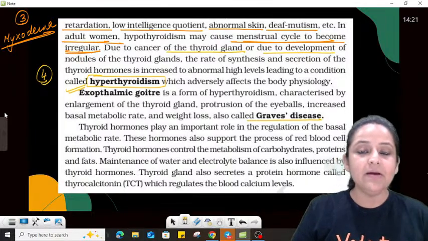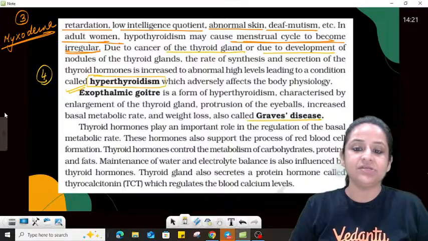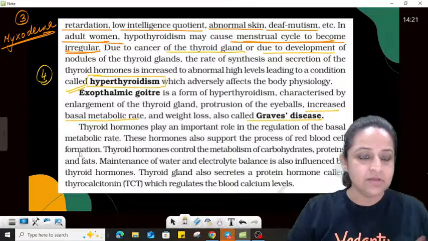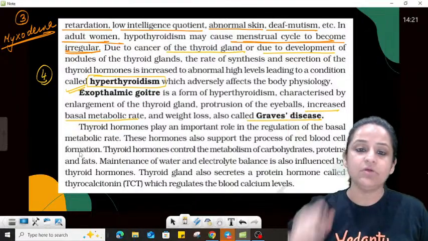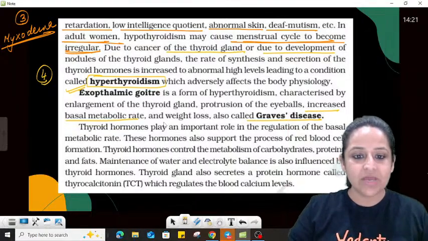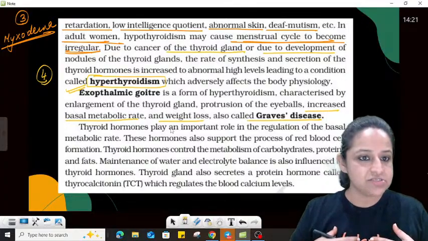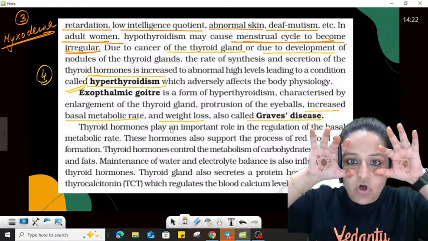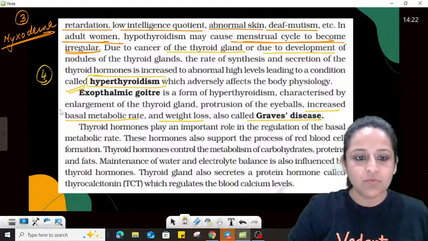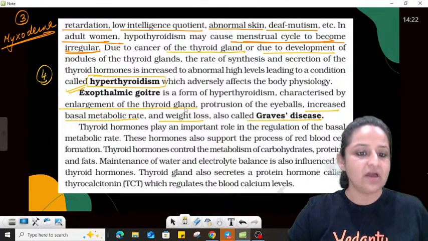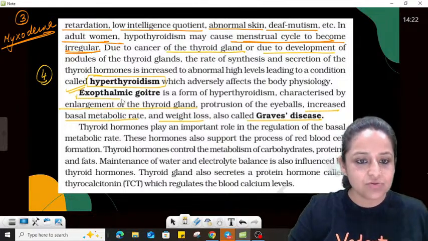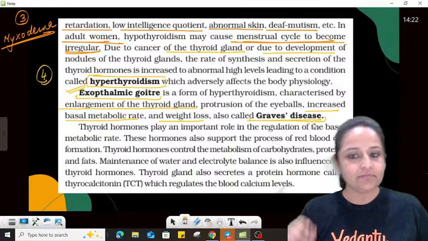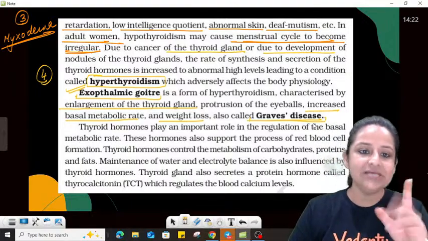Here, more than the required amount of thyroxine is produced. This increases the basal metabolic rate of the person. The metabolism will increase more than normal, so the person is going to lose weight. The person will always be anxious, with so much anxiety, and there is protrusion of the eyeballs. This problem, which also shows enlargement of the thyroid gland, exophthalmic goiter, is also called Graves' disease.